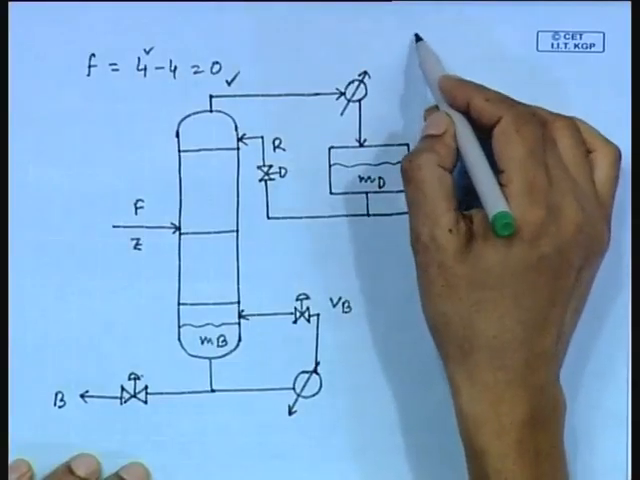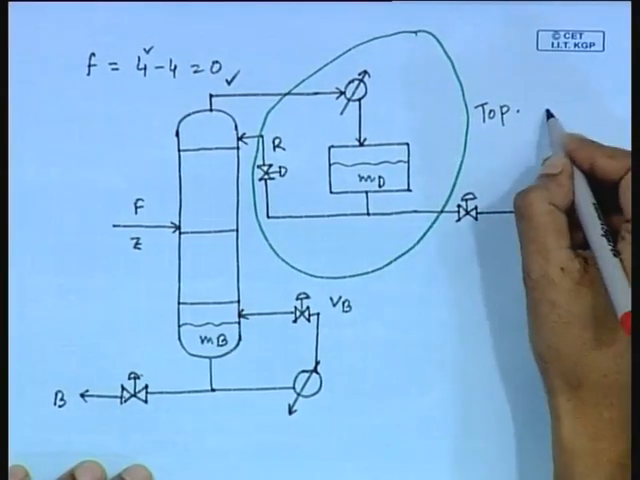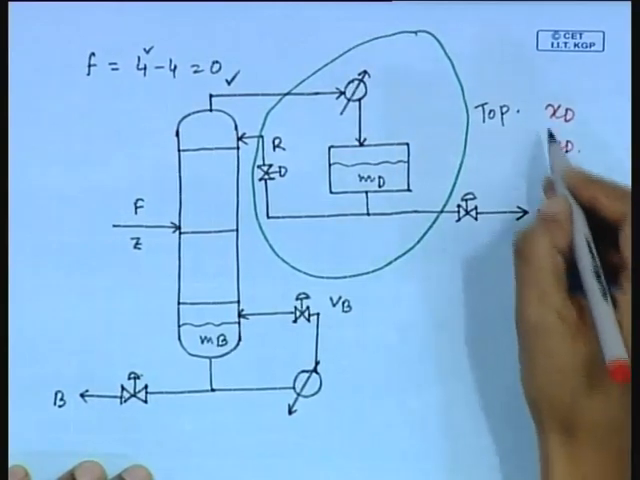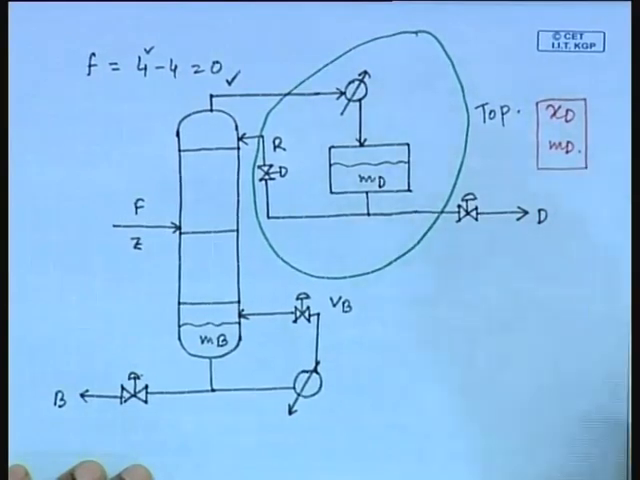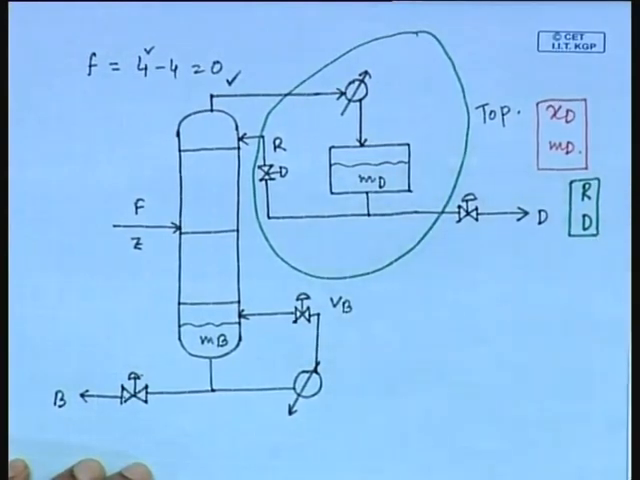Fine. Now, we will consider first the top section, I mean this section. In this top section, you see we have selected two control variables based on our control objective. One control variable is XD, another control variable is MD. These two we have selected based on our control objective. So, how many variables are available for manipulation in the top section? Two variables are available for manipulation. What are those variables? One is R, another one is D.